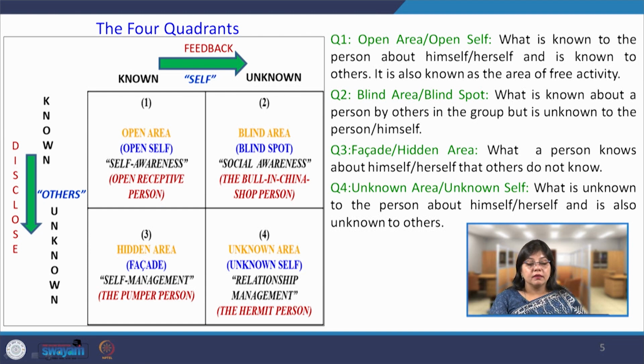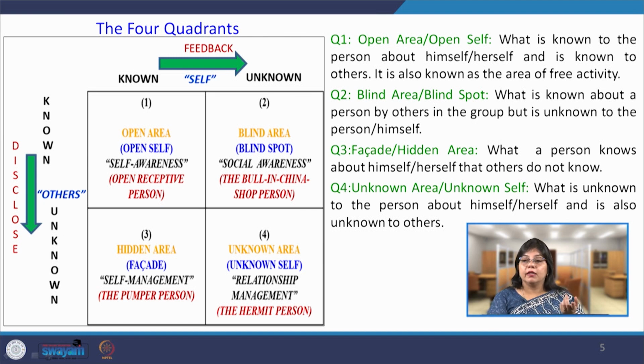The other window is the blind area or the blind spot. This is also known as the bull in a china shop person. For instance, the person is walking in the aisle of a shop, and by mistake, unknowingly, strikes a showpiece and drops a statue, and it is broken, and the person does not know what he has done. This is the characteristic of this window: the person is not aware of the environment, but the other person knows very well.